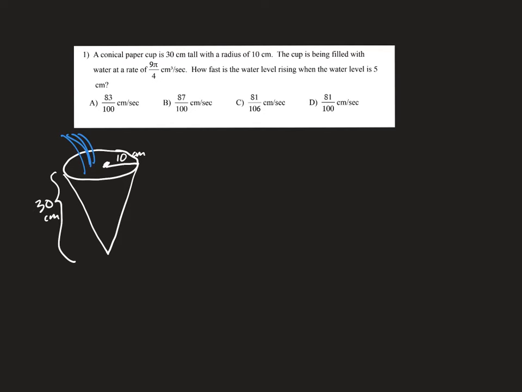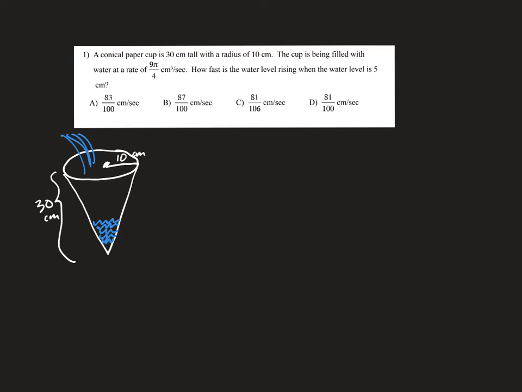So I'm going to draw the container, which is the paper cup, and it's a cone, and it happens to have a radius of 10 and a height of 30. So this height is 30. That's constant because the paper cup is not changing. And this distance here is 10 centimeters. And that is the container for some water that's being poured in. So we've got water going into this thing, right? And the cup is filling up with water.